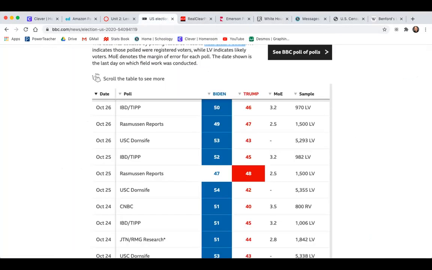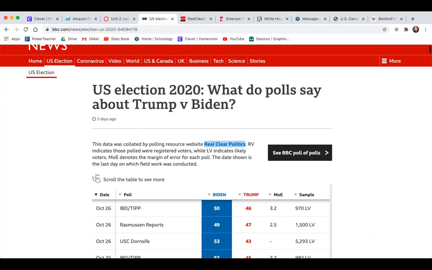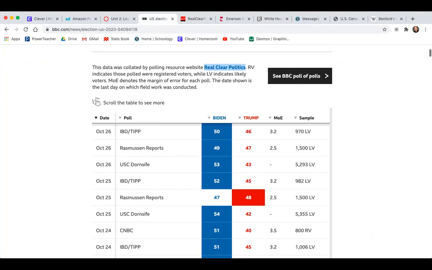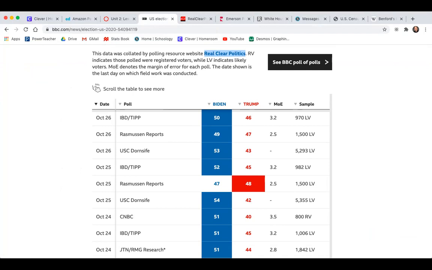So again, I went to BBC. I just like looking at British news for some reason. And I saw the polls for this presidential election that's happening next week. October the 26th, this poll shows that 50% of likely voters support President Biden, and 46% favor Donald Trump in this year's general election.